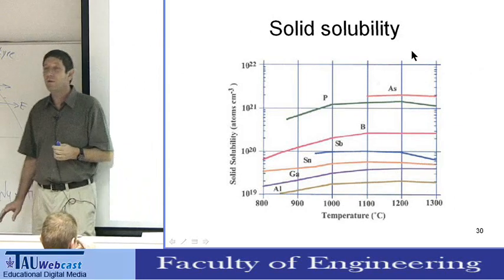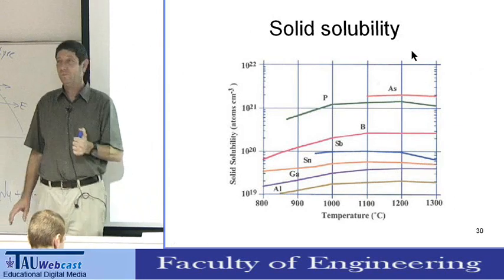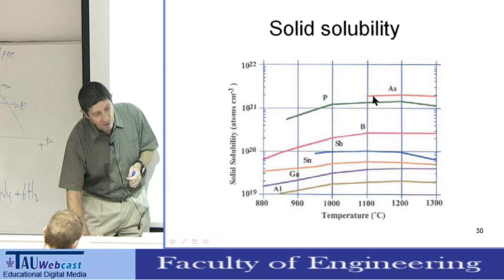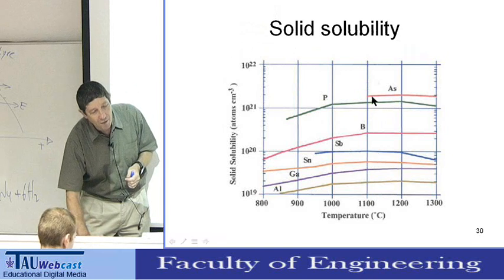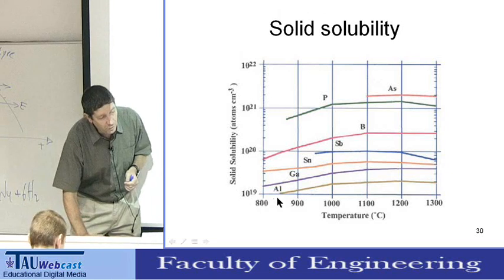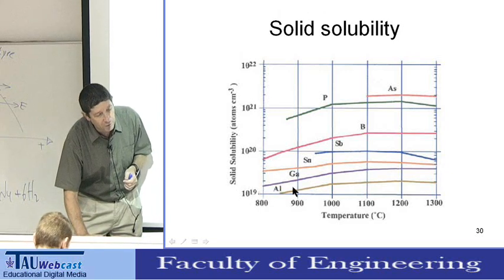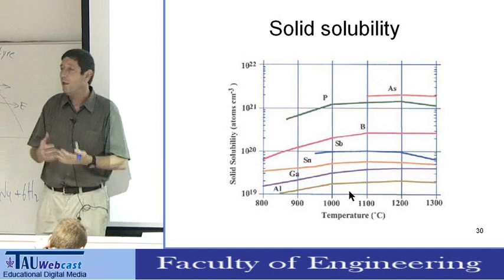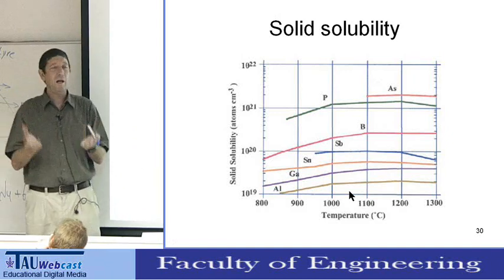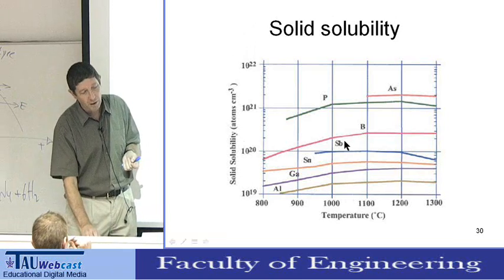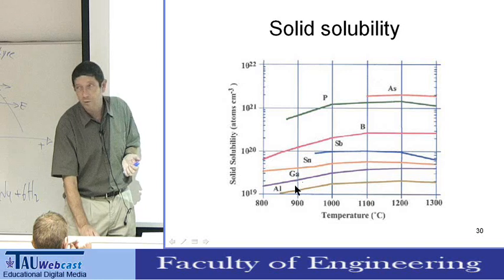Another interesting parameter is the solid solubility. When you introduce arsenic into silicon at around 1100 degrees, you can introduce 2 times 10 to the 21. However, if you want to introduce aluminum, you cannot put in more than 2 or 3 times 10 to the 19. So aluminum is a good dopant, but you cannot use it for high-level doping. And this is why everybody is using boron and not gallium or aluminum.